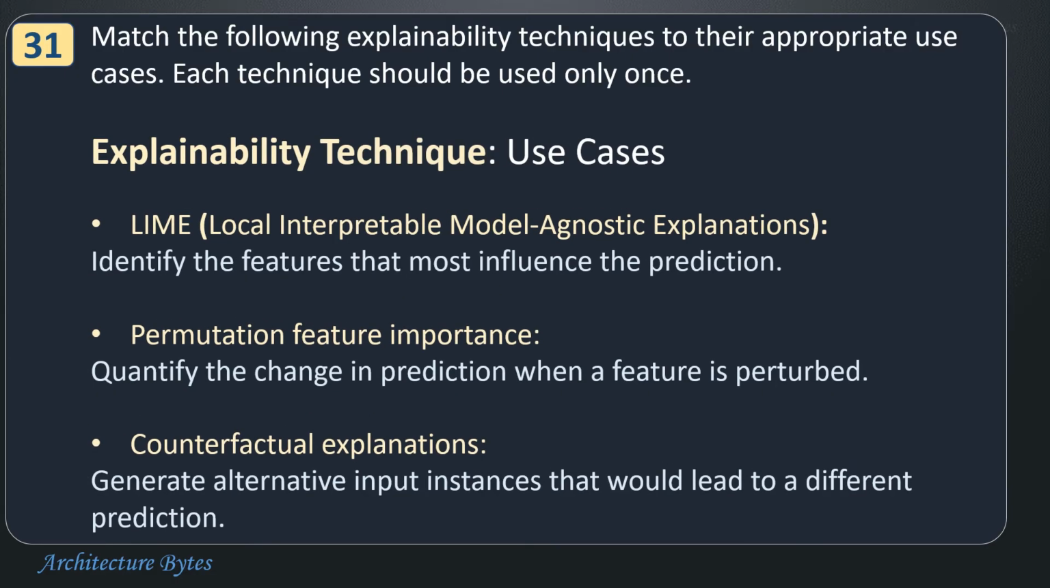And here are the explainability techniques matched to their use cases. LIME: identify the features that most influence the prediction. Permutation feature importance: quantify the change in prediction when a feature is perturbed. Counterfactual explanations: generate alternative input instances that would lead to a different prediction.